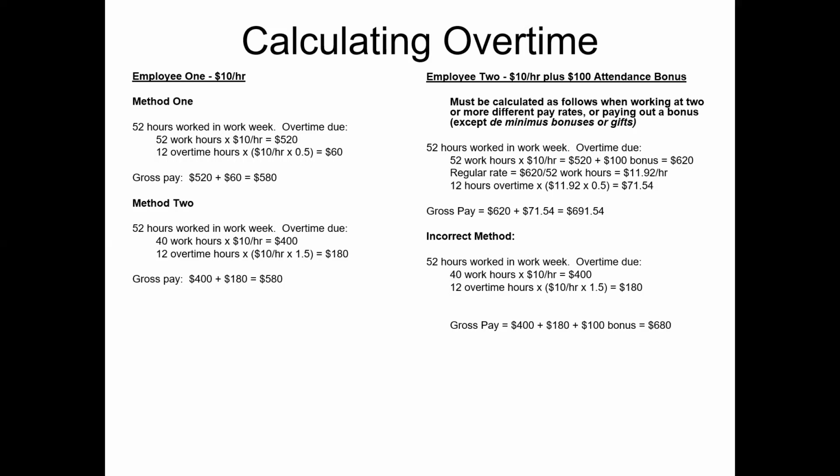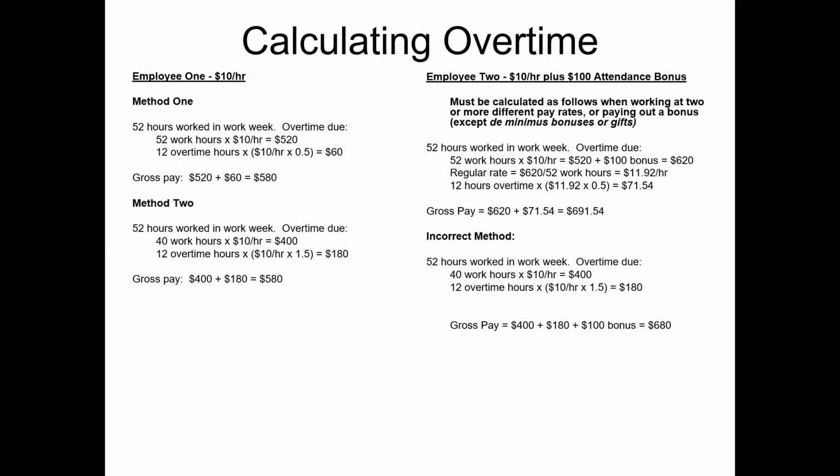Well, first, we'll take total hours worked times the hourly rate. In this example, it'd be 52 work hours times $10 per hour. And this calculation yields $520. We then add the $100 non-discretionary attendance bonus for a total of $620. We now need to calculate the new regular rate for overtime purposes, blending the hourly pay rate plus the bonus. This is calculated by taking $620 divided by 52 work hours, and this yields $11.92 per hour.